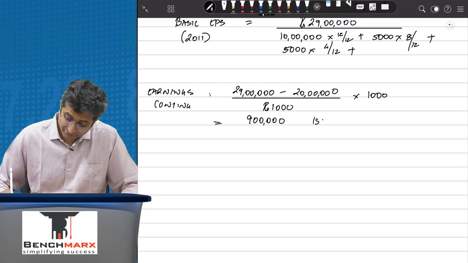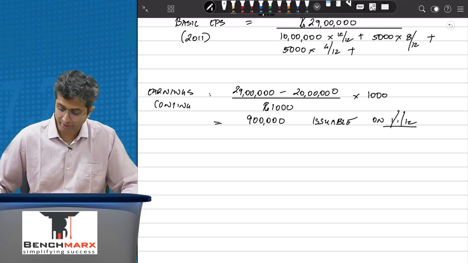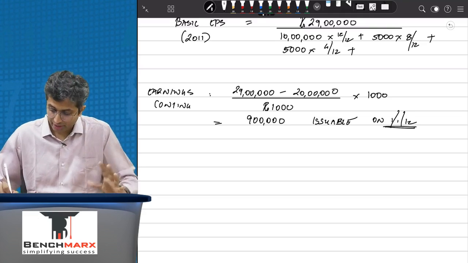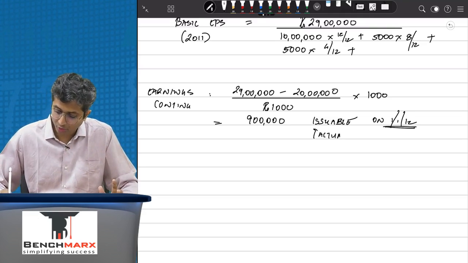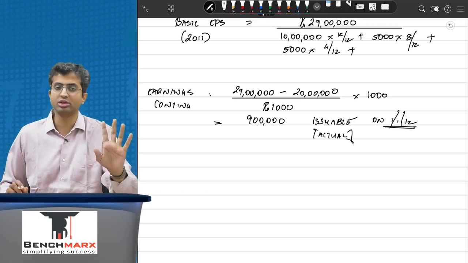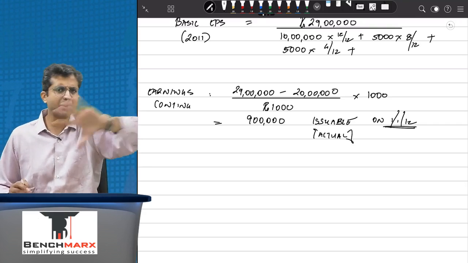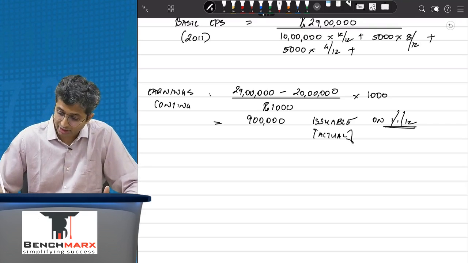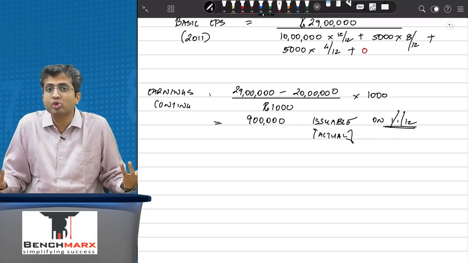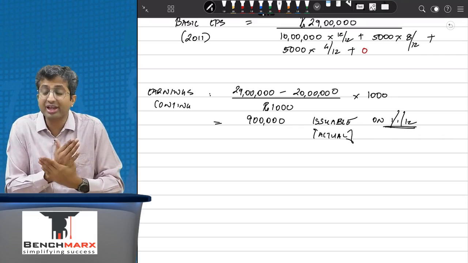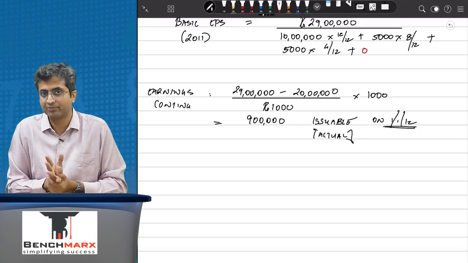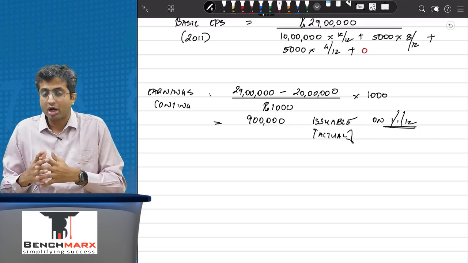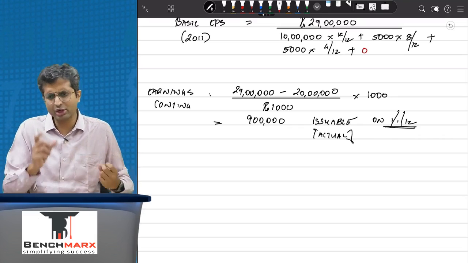Achha, but these shares will become issuable on 1st January 2012. Actually, on an actual basis, they will become issuable on 1st of January 2012, not on 1st January 2011. They may be potential for the entire year, but not actual. And as a result, they will not be taken in the basic EPS calculation because they are not issuable throughout the entire year, like 5,000 shares become issuable on 1st of May. You're not taking it from the very first day of the year, you're taking it from 1st of May.